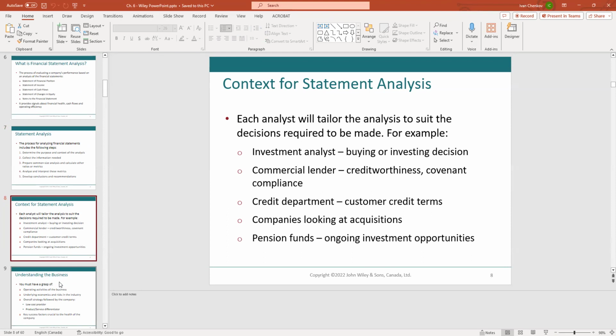The complexity of financial statement analysis is that each analysis, again, is required for different purposes. If you want to invest, you're going to prepare an investment analysis. Who's going to rely on the investment analysis? The one who is buying and investing.